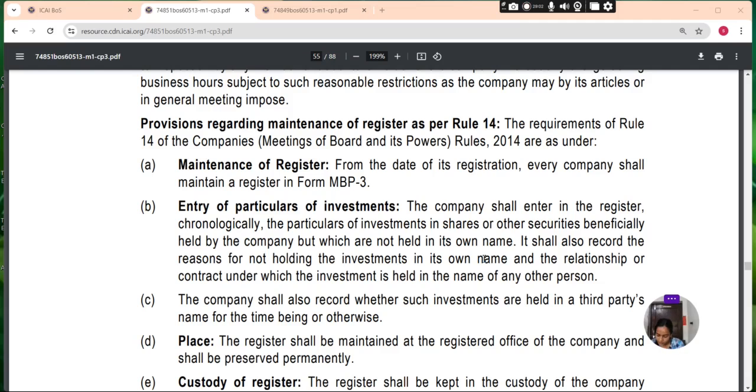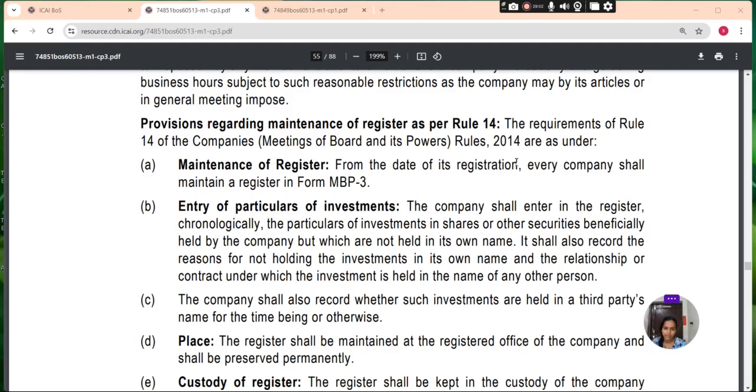Entry of particulars of investment. The company shall enter in the register chronologically the particulars of investment in shares or other securities beneficially held by the company but which are not held in its own name. It shall also record the reason for not holding the investment in its own name and the relationship or contract under which the investment is held in the name of any other person. The company shall also record whether such investments are held in a third party's name for the time being or otherwise. The register shall be maintained at the registered office of the company and shall be preserved permanently.